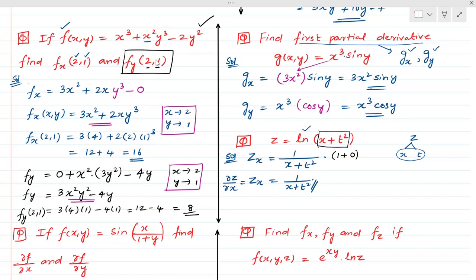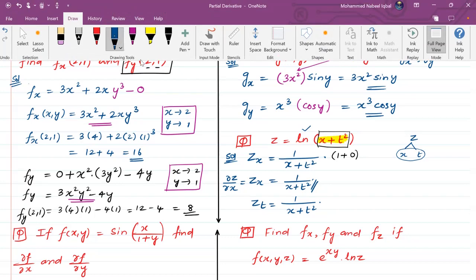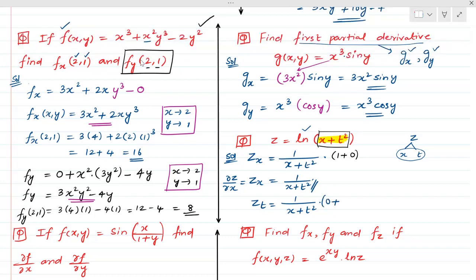And similarly, dou t, we will go with the dou t. So dou z over dou t, zt, is equal to: first you have to go with the ln. What is the chain rule? 1 over x plus t square. The ln is over. Now what is the differentiation of this part? The x value will be 0. The t square becomes 2t. So the final answer is 2t over x plus t square. So this is the dou z over dou t, the first derivative.